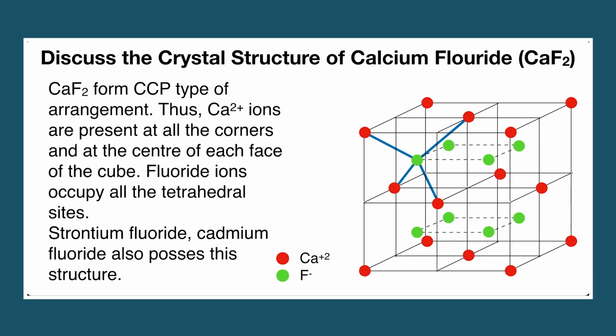And we can see in this arrangement each F minus ion is surrounded by 4 Ca2 plus ions, whereas each Ca2 plus ion is surrounded by 8 F minus ions. Thus, the coordination numbers of Ca2 plus and F minus ions are 8:4. This structure is adopted by a large number of fluorides such as BaF2, SrF2, PbF2, CuF2, HgF2, etc.